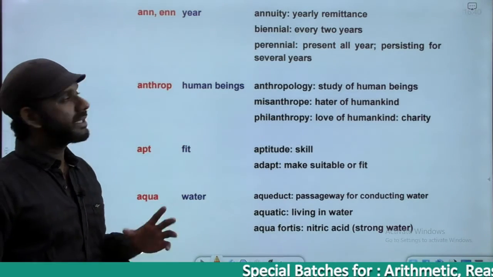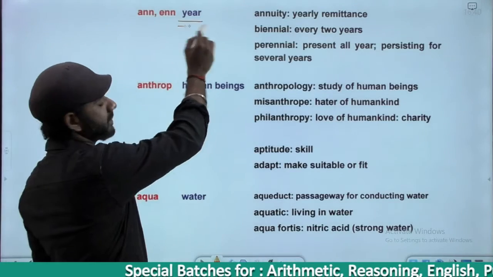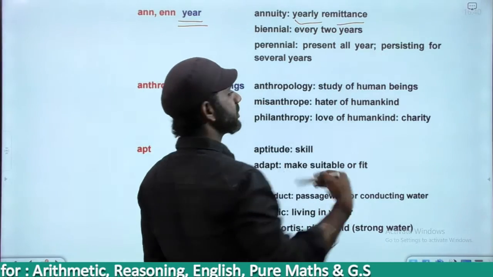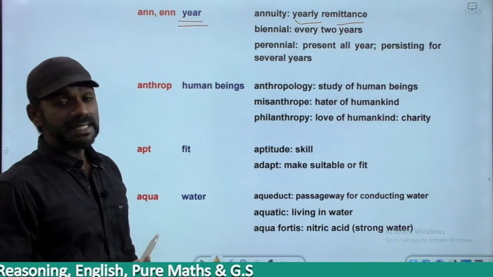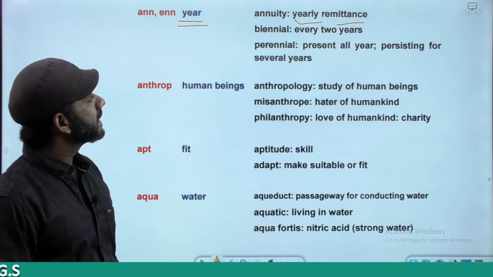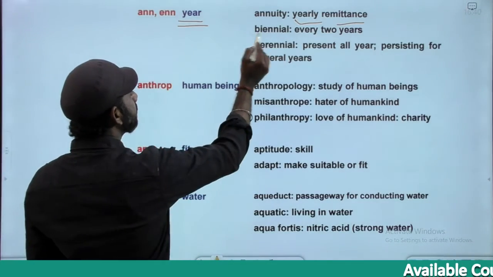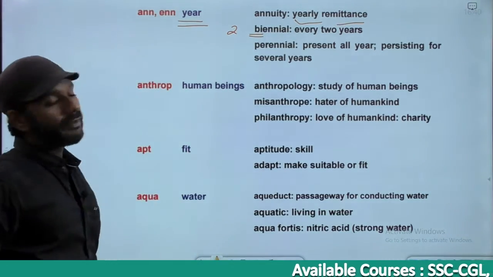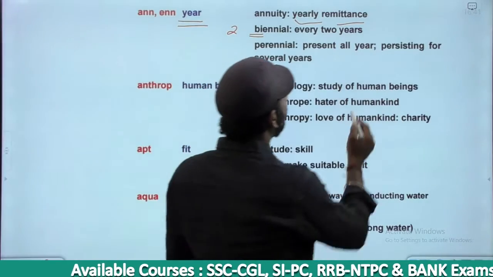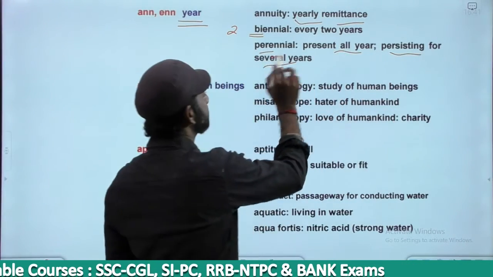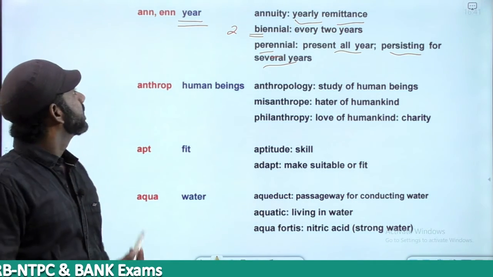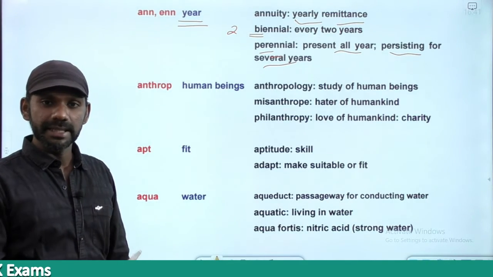ANN, ENN. These two mean year, like annual, referring to a year. Annuity is yearly remittance. Remitting means what we have to give, paying back. Annuity is yearly remittance, how much we have to remit a year. Biennial is every 2 years. Bi means 2. ENN refers to year, so every 2 years is biennial. Perennial is present all year or persisting several years. So ANN and ENN mean year.